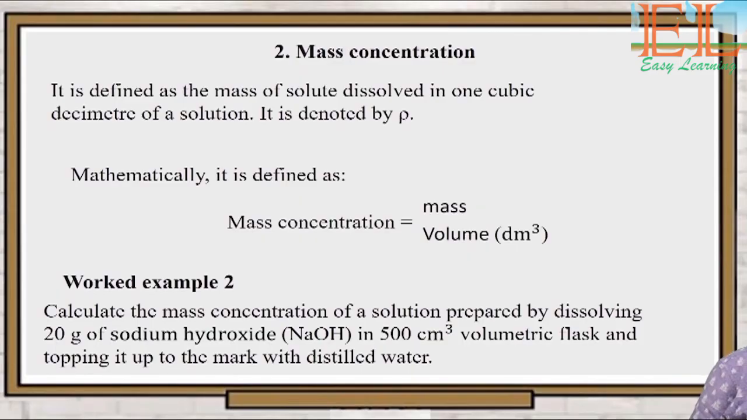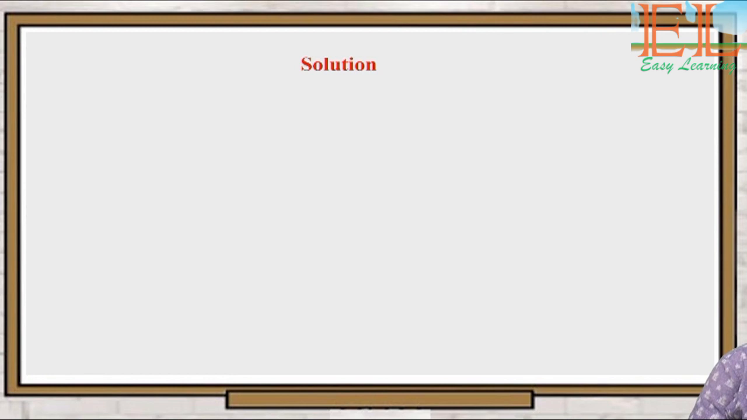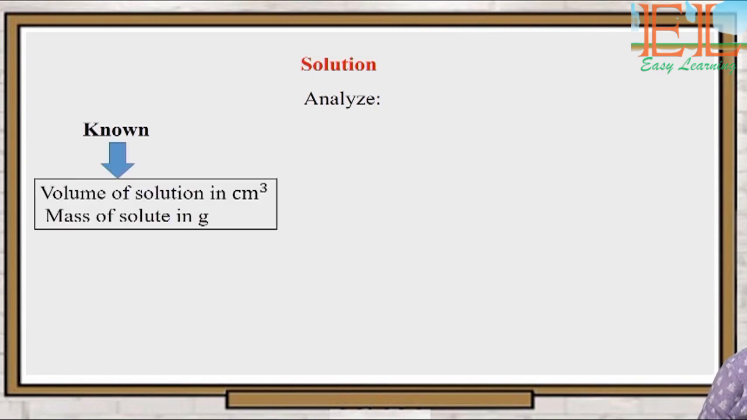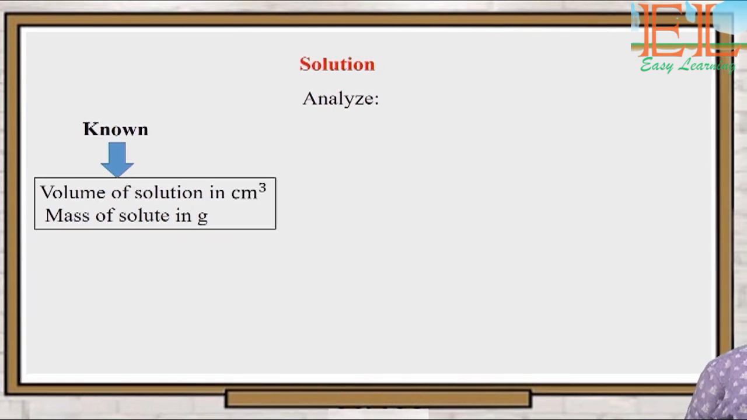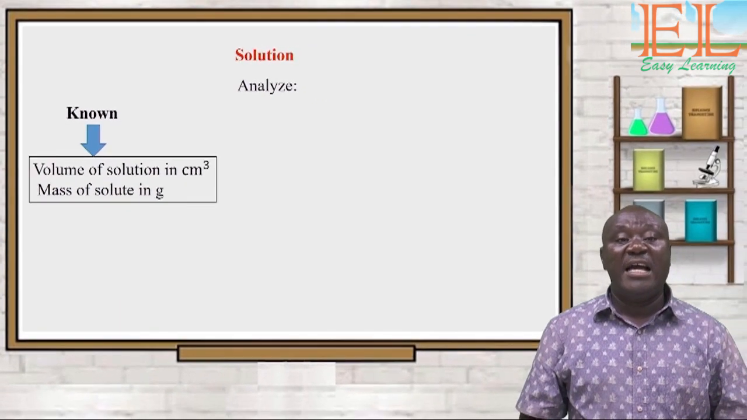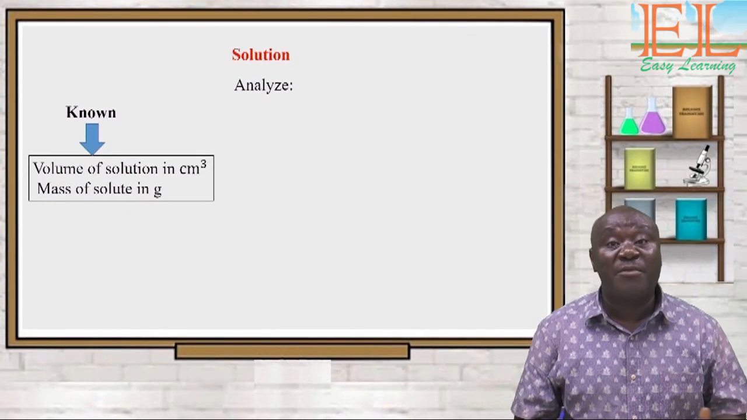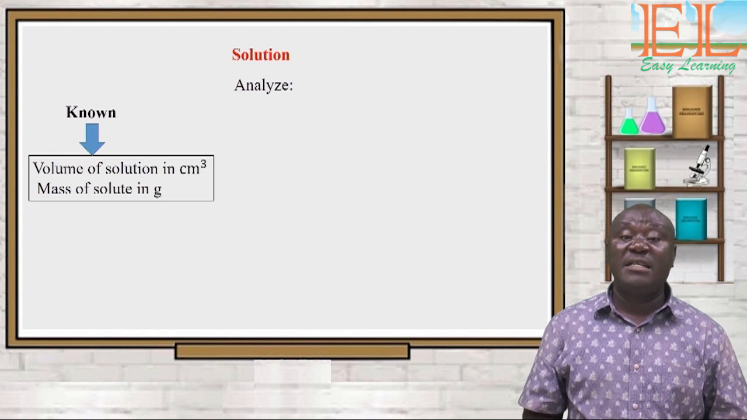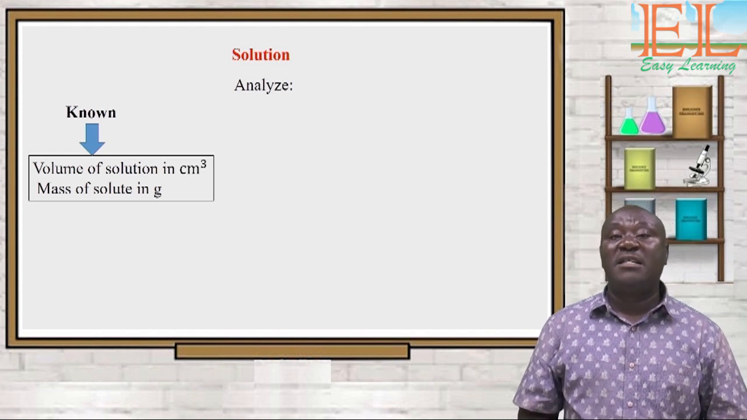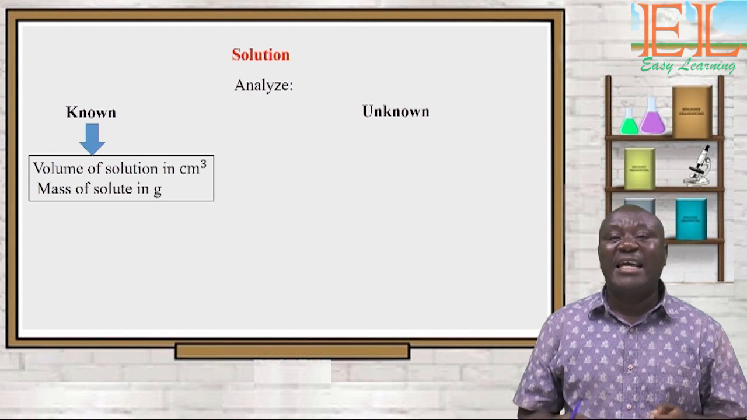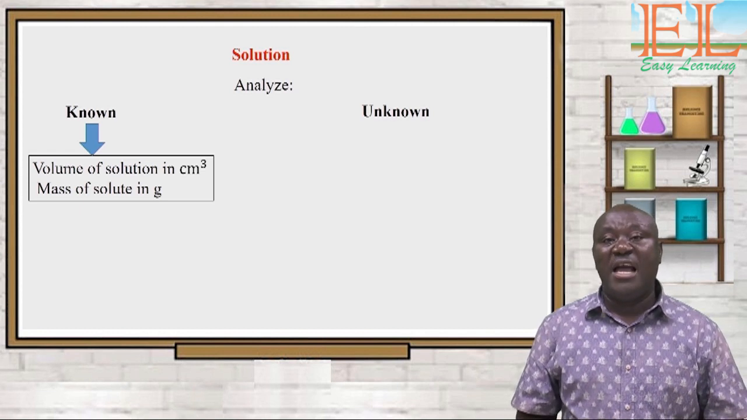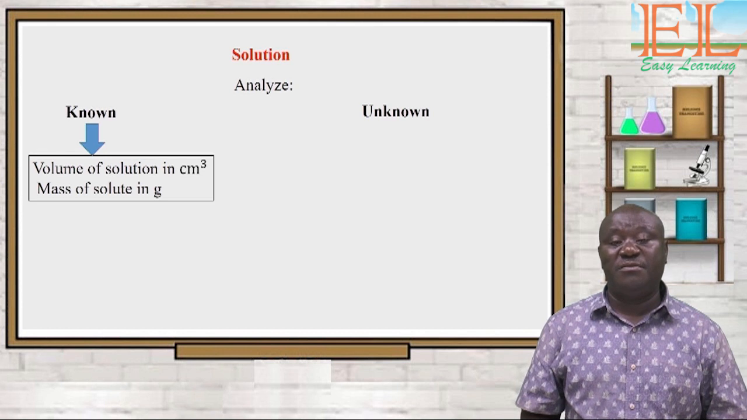Welcome back. Let us see how you should have solved the question. As usual, if you analyze the question, then you are going to get two unknowns and two knowns. The two known quantities are the volume of the solution in cm cube and the mass of the solute in grams. Then the unknowns are the volume of the solution in dm cube and the mass concentration.